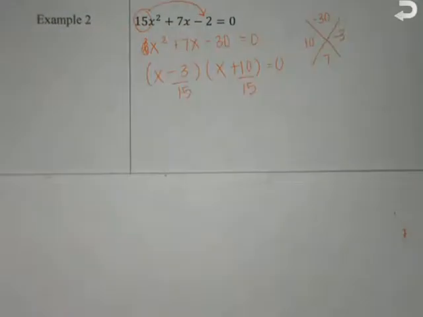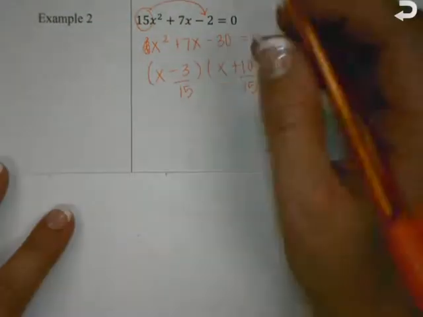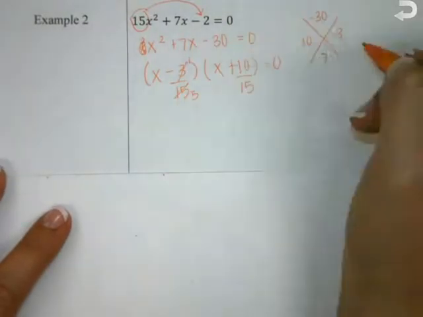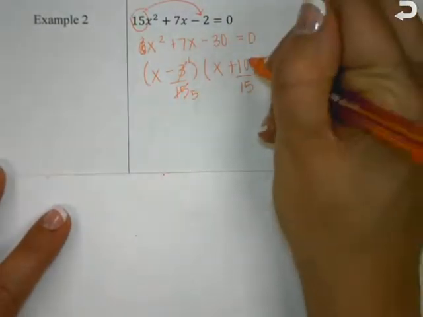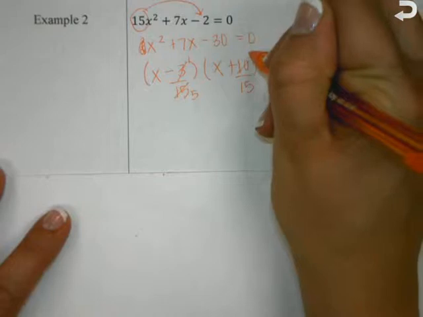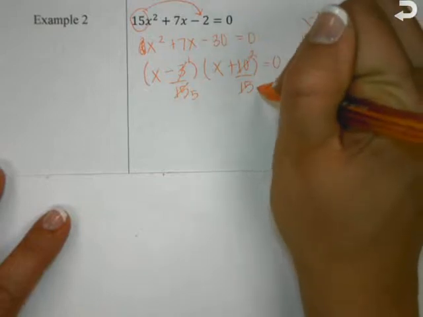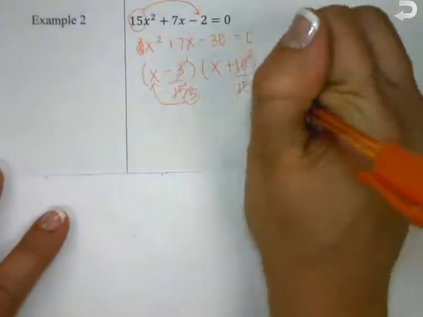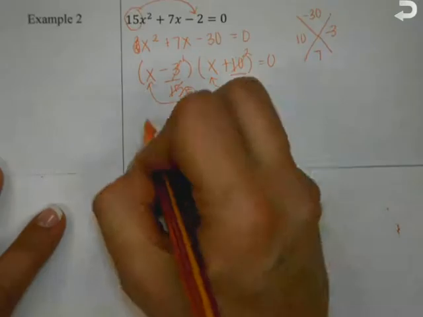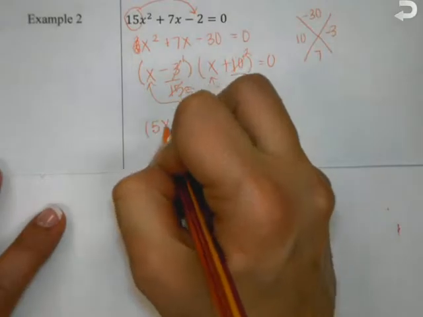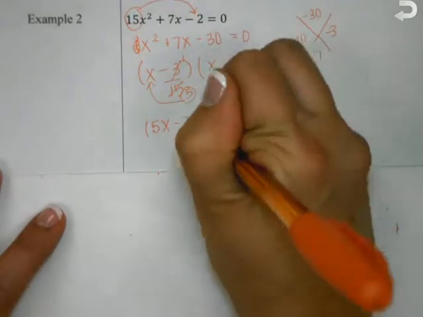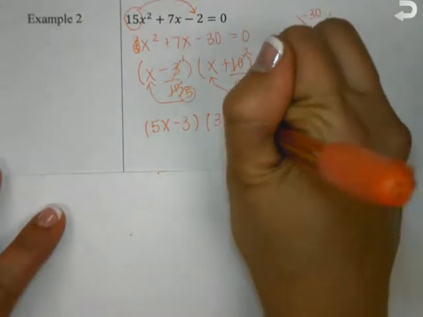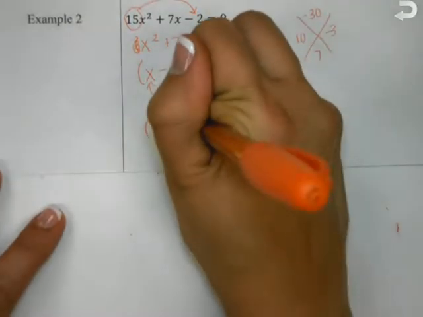Okay, so we can reduce this. 3 goes into 3 once, and 3 goes into 15 5 times. 10 and 15 also reduce by 5. So 5 goes into 10 twice, and 5 goes into 15 3 times. And then we bring the bottoms up. So that gives me 5x minus 1 times 3x plus 2 equals 0. Sorry, guys, I first wrote 5x minus 3.